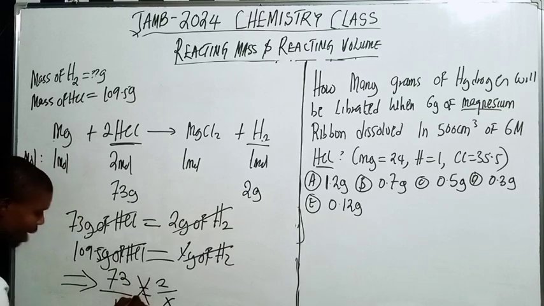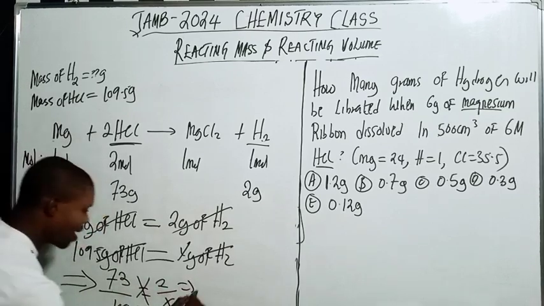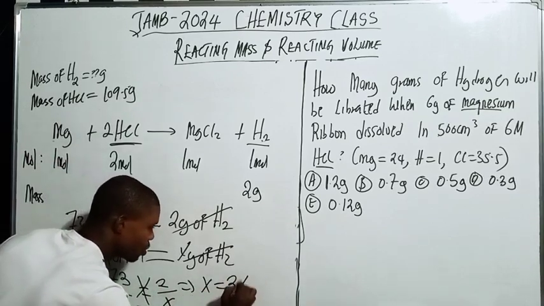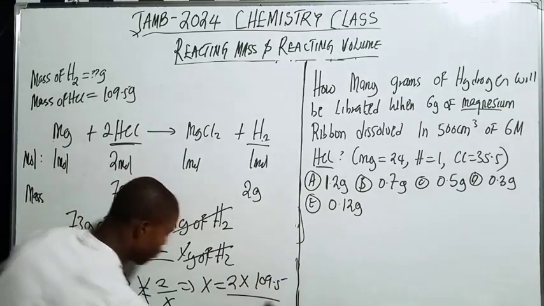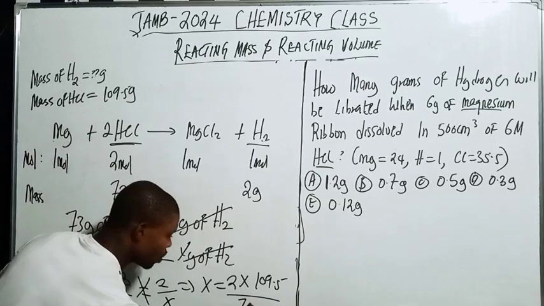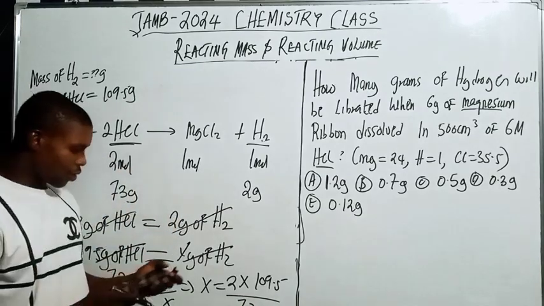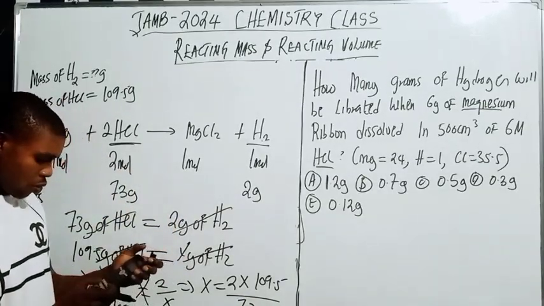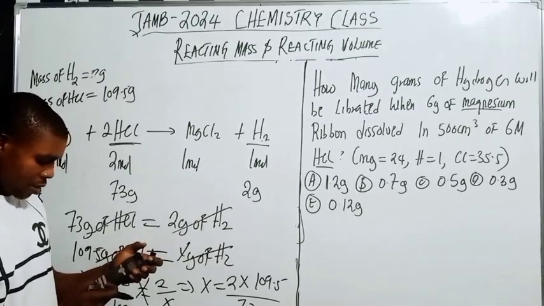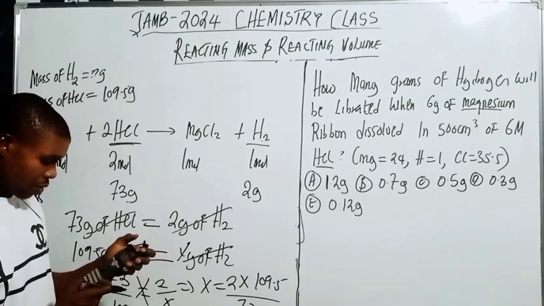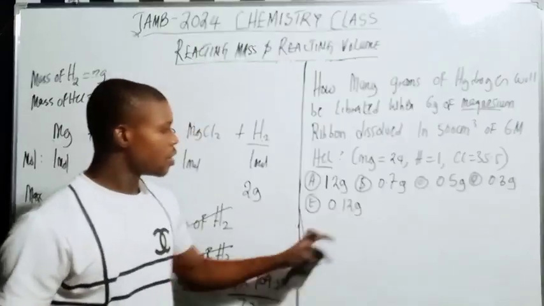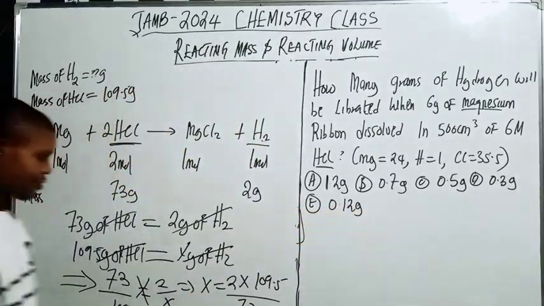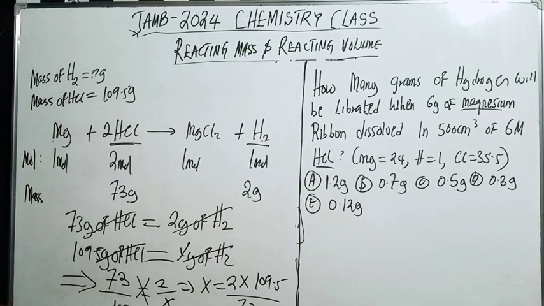So when you cross multiply here, what do you have? You have x equals 2 times 109.5 over 73, right? So what are you going to get? 2 times 109.5 divided by 73. So here we have 3. Do we have 3 here? Oh, there's no 3 at this point.